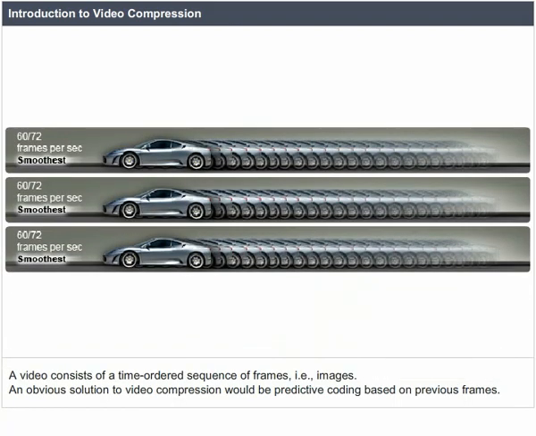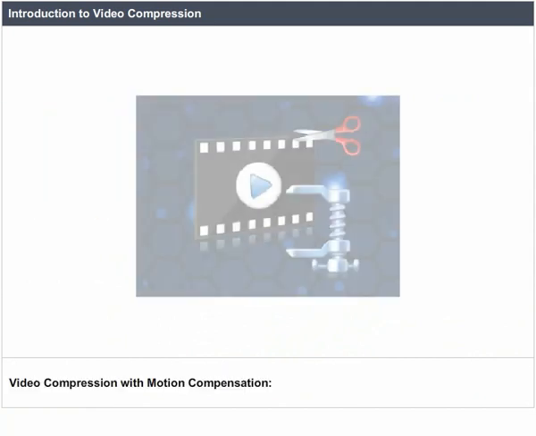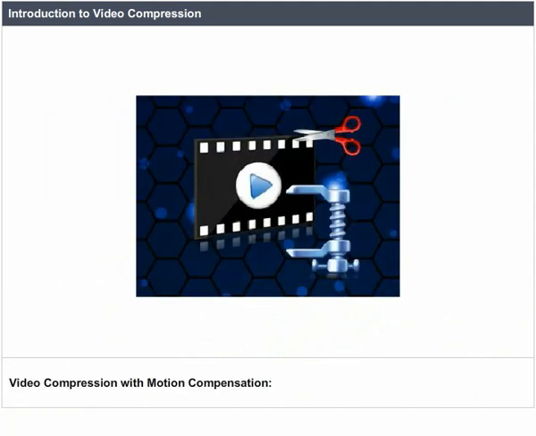Introduction to video compression. A video consists of a time-ordered sequence of frames, that is, images. An obvious solution to video compression would be predictive coding based on previous frames. Compression proceeds by subtracting images. Subtract in time order, and code the residual error. It can be done even better by searching for just the right parts of the image to subtract from the previous frame.